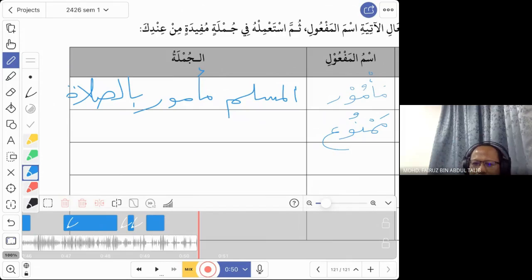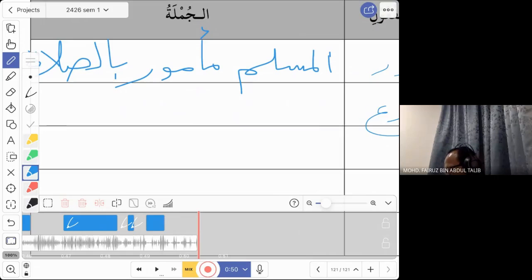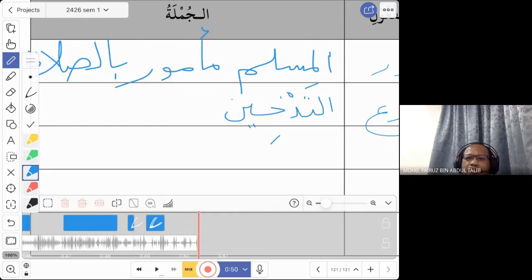What is the word for smoking? Anyone knows the word smoking? At-tadkhin, mashallah. At-tadkhin, yes, Afizul. At-tadkhin, that is the word. At-tadkhin is smoking. So we say tadkhin. So how do you say, smoking is not allowed in the campus or in the university?